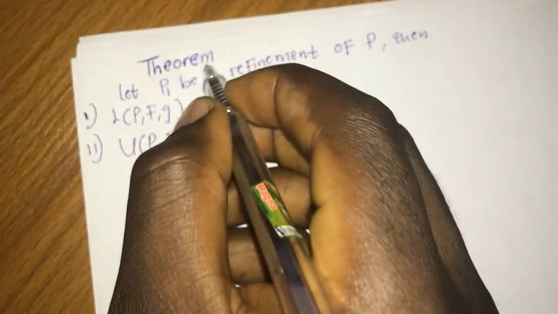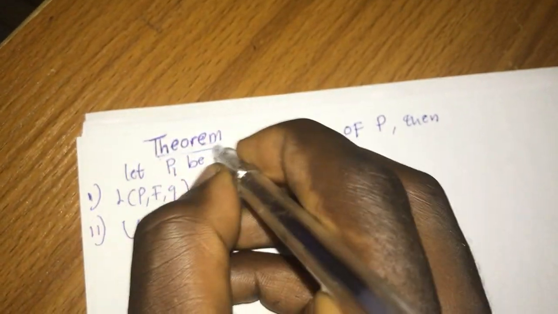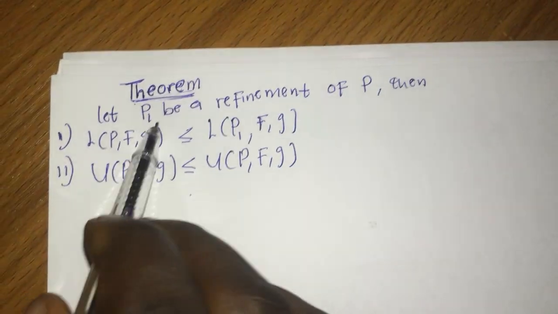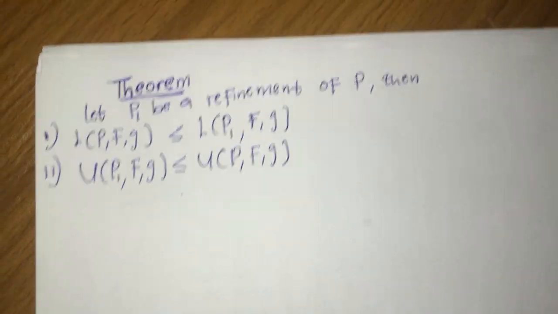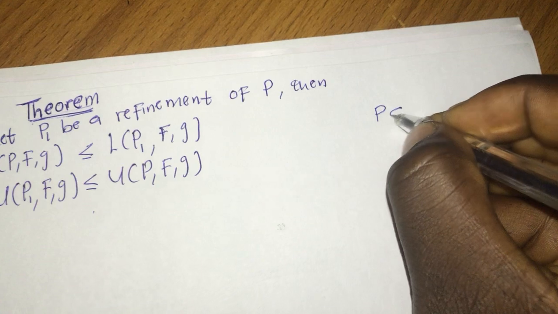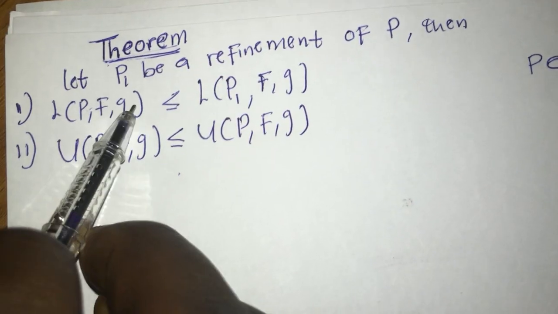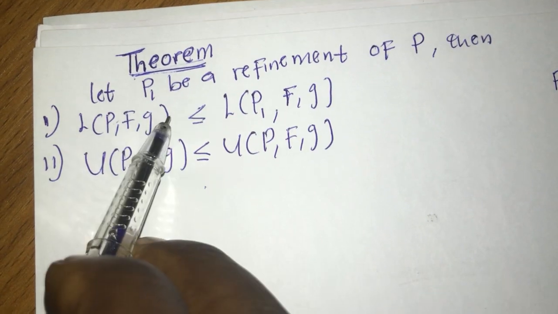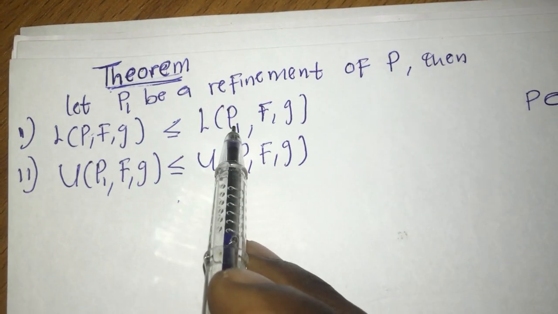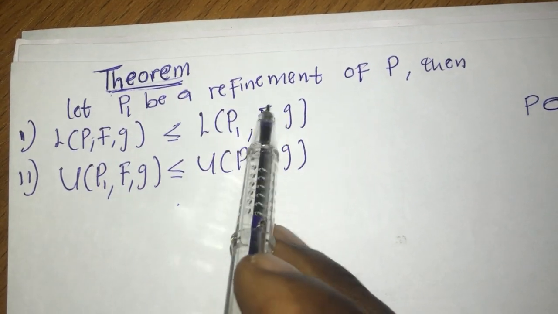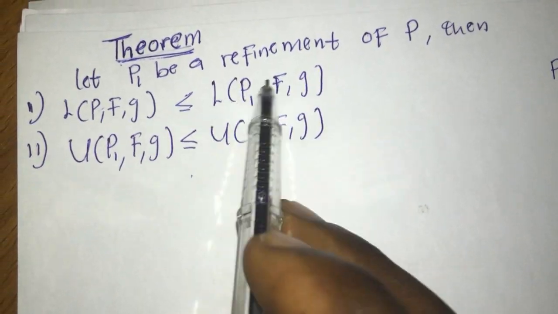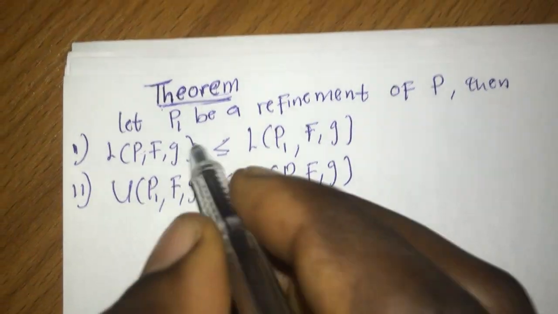Let's have this theorem. Let P1 be a refinement of P. That is, P is contained in P1. Then the lower Riemann-Stieltjes sum of P is less than or equal to the lower Riemann-Stieltjes sum of P1, which is the refinement. And let's prove this first.